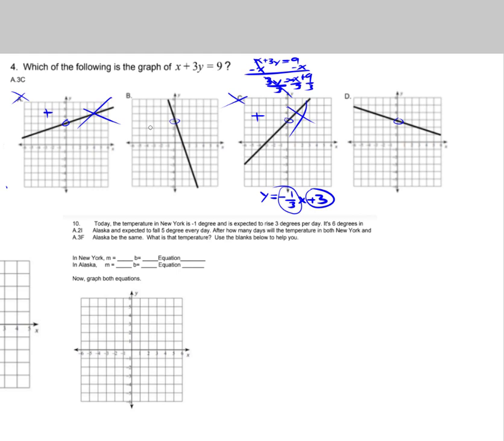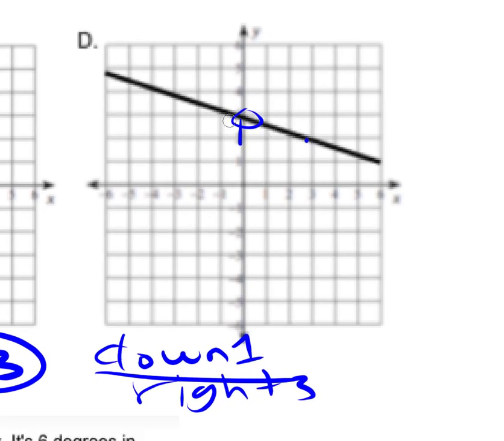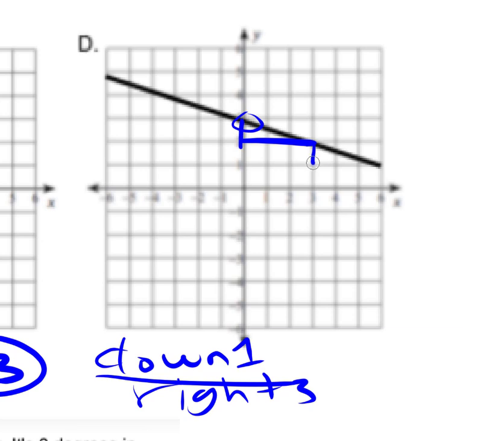Both of these have a negative slope, but I need a negative 1/3. That means it's going to go down 1, right? Because it's a negative slope, so it's down 1, and it's going to go right how much? Right 3. So down 1 and to the right 3. So this one looks like down 1 and to the right 3. In fact, that one's probably my answer. Let me go ahead and zoom in just to make sure I got that right. Down 1 and to the right 1, 2, 3. That actually looks like it's probably it.